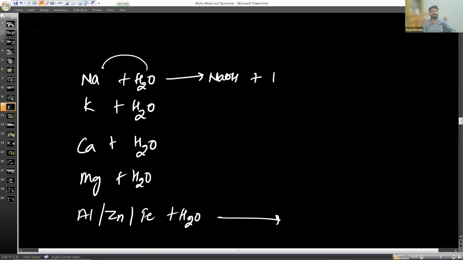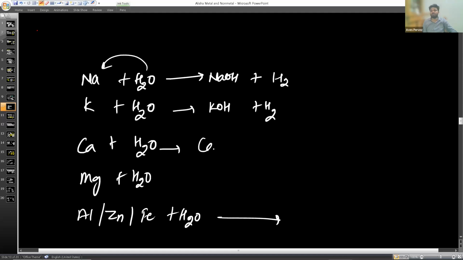Plus metals when react with water, what do they give? Ayan, can you tell me? NaOH plus H2. What do they give when metals react with water? Which gas are they going to give you, Maha? Can you tell me? Hydrogen gas. Hydrogen gas. Similarly, this will give you KOH plus water.